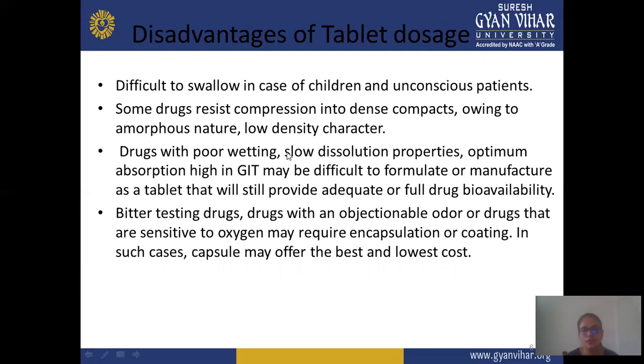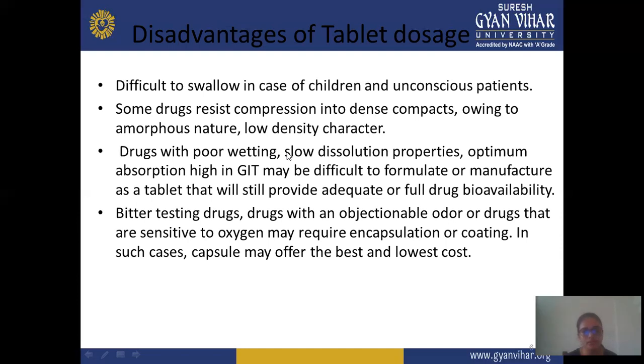Next is drugs with poor wetting and slow dissolution property. Those drugs that have poor wetting property or slow dissolution property do not dissolve fast or do not dissolve easily. Optimum absorption in the GI tract may be difficult, and they may be difficult to formulate or manufacture as a tablet. They may not provide adequate or full drug availability. It means if your drug has poor wettability or does not show effect in the GIT, or is difficult to formulate or manufacture as a tablet dosage form, in this condition you may use any other alternative formulation if the tablet dosage form is not appropriate according to availability and any other formulation parameter.